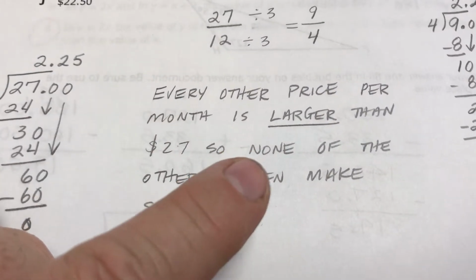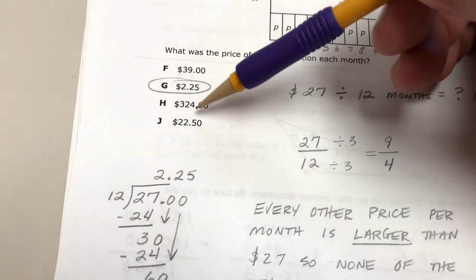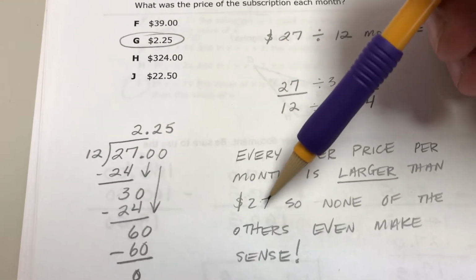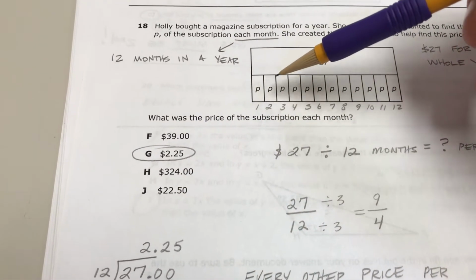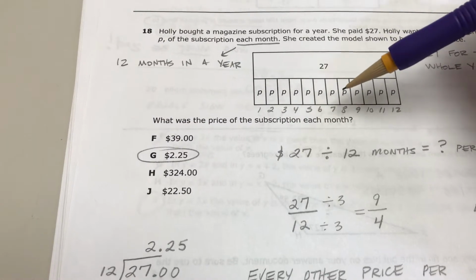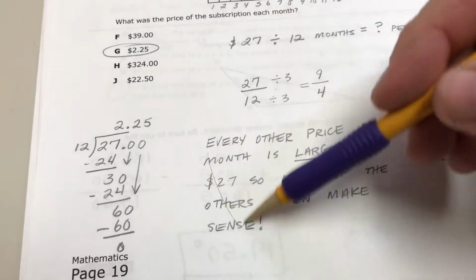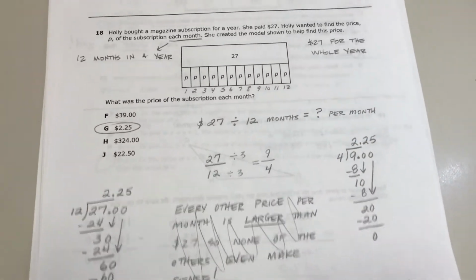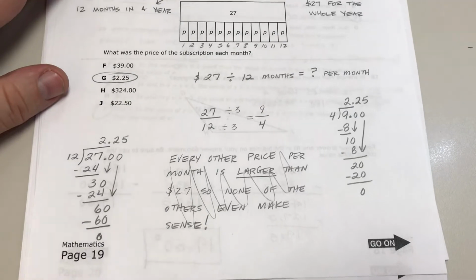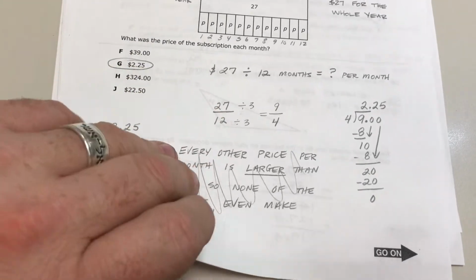This says every other price per month is larger than the 27. That's actually wrong. $22.50 is not larger than 27, but it's large enough that if you start adding $22.50 over and over and over again, you're going to go over 27 by the time you get to the second month. So this is not 100% accurate, but you're still able to solve that question with common sense. Please use common sense and be reading. It can save you some time.